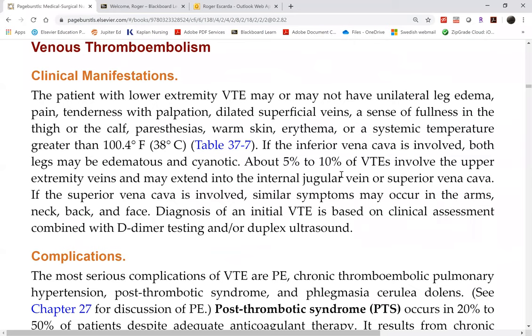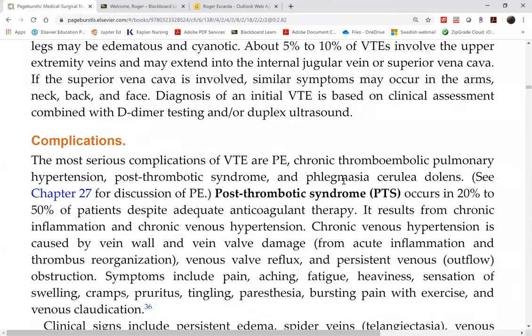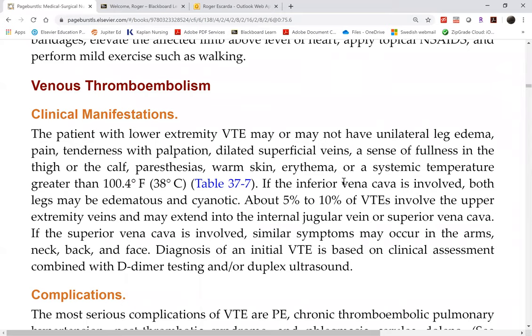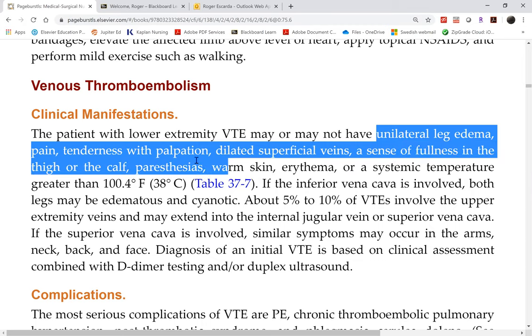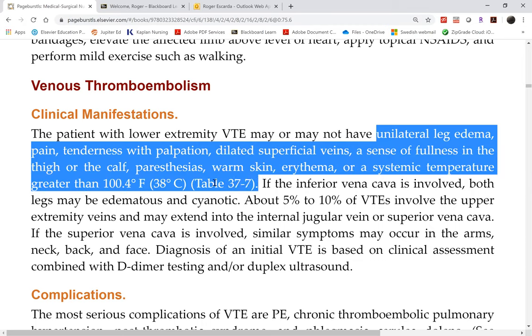Now, deep vein thrombosis has the more pronounced symptoms. So this one will have more severe pain. So I already said unilateral leg edema, pain, tenderness, and a sense of fullness, and they may have paresthesias, erythema, and slight temperature elevation.